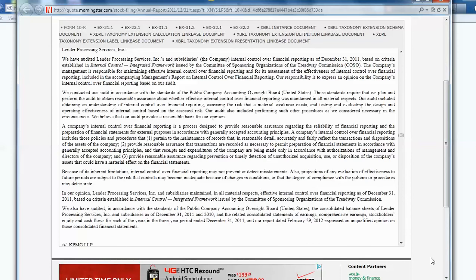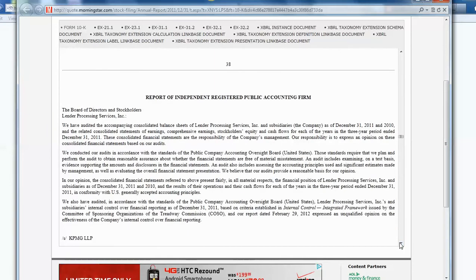There'll also be a report. Again, in our opinion, the consolidated financial statements present fairly in all material respects the financial position of Lender Processing Services. That's an unqualified opinion by KPMG, the auditors for them. All right, we'll keep going.